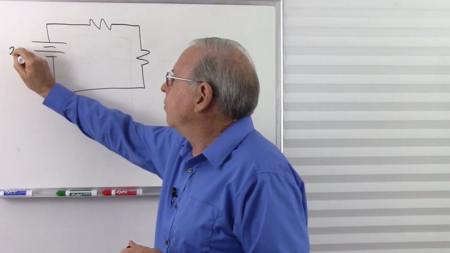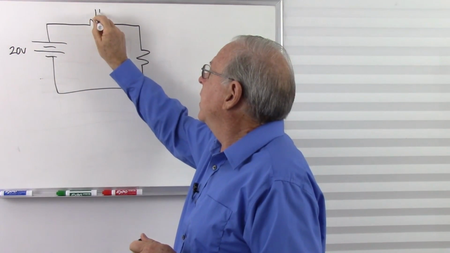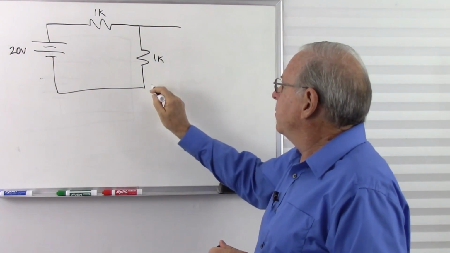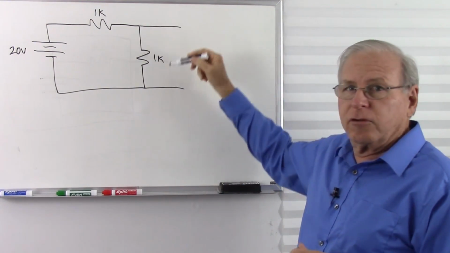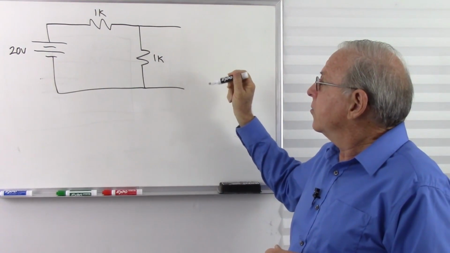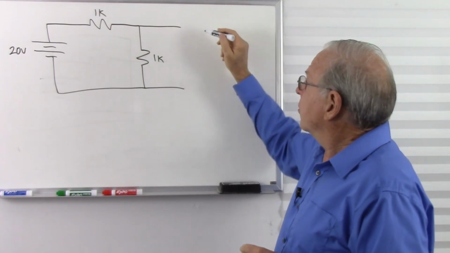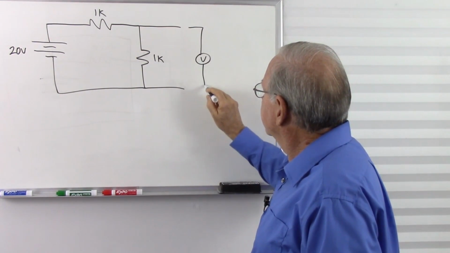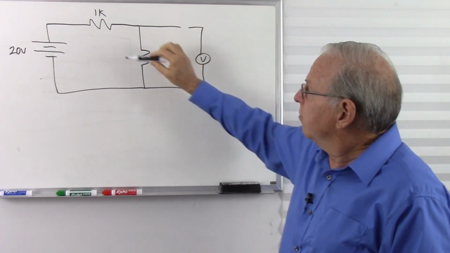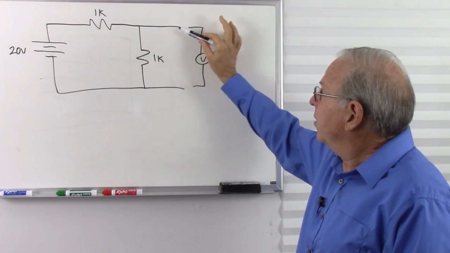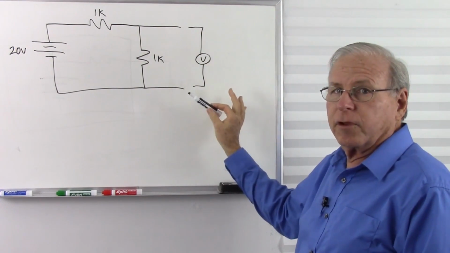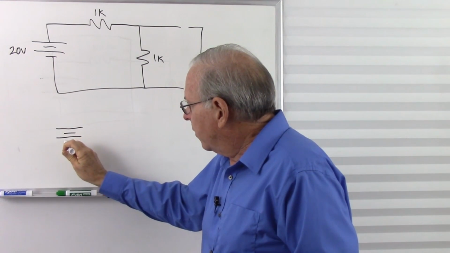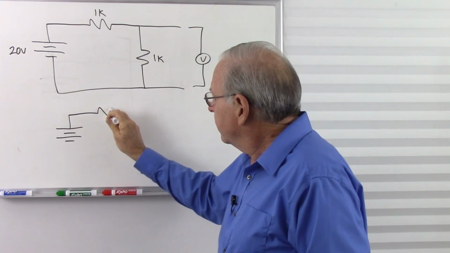Let's make this a 20-volt battery. Make this a 1K resistor and another 1K resistor. And we'll put a couple of terminals here which will constitute the output of that circuit. So what we're going to do now is measure the open circuit voltage by putting a voltmeter here. Now that's the open circuit voltage. This is a closed circuit here, but over here we have an open circuit, so there's no current flowing through the voltmeter. Let's draw the Thevenin equivalent circuit here and find out what we find out by doing this.